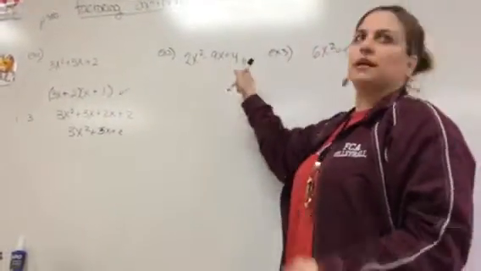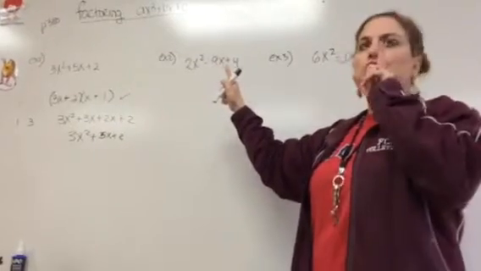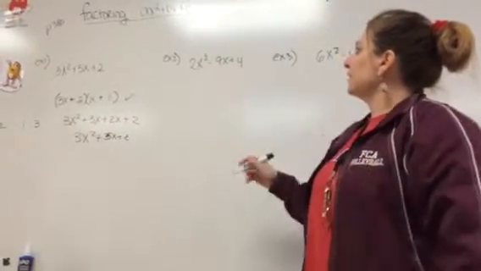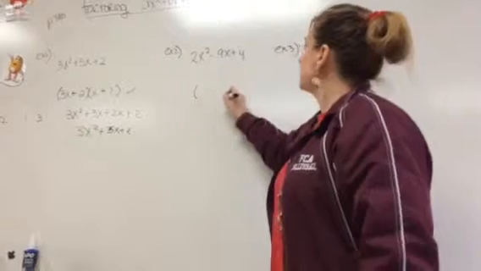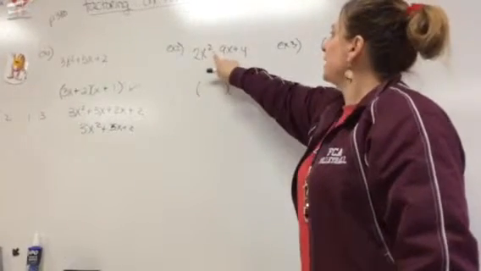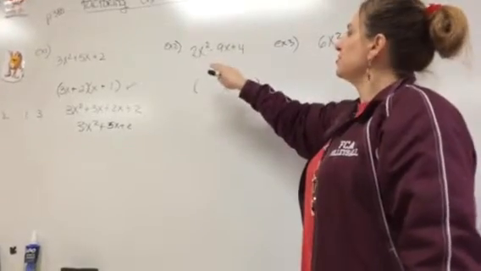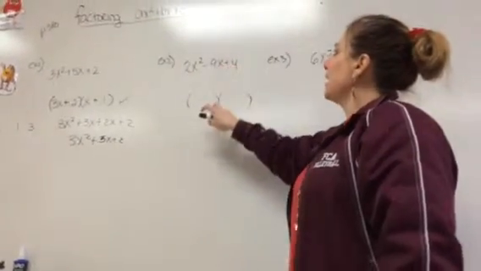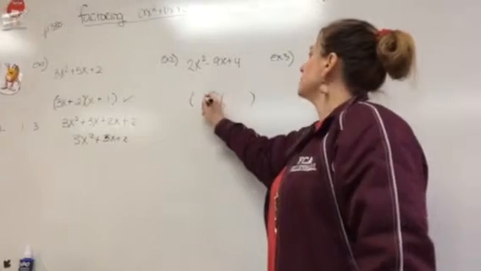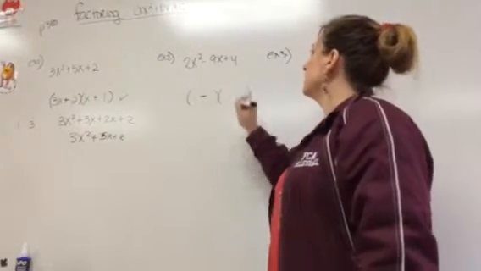Okay, next one. 2x squared minus 9x plus 4. Is there anything I can factor out of that? No. So I'm going to put my two sets of parentheses. If I have a negative in the middle and a positive on the end, that means I multiply two things together and I get a positive, and I add two things together and I get a negative. That means it has to be negative, negative in the middle.